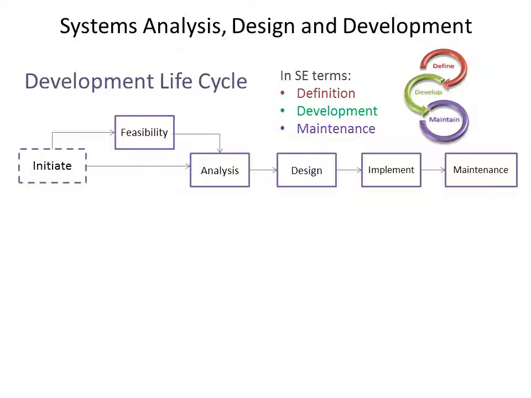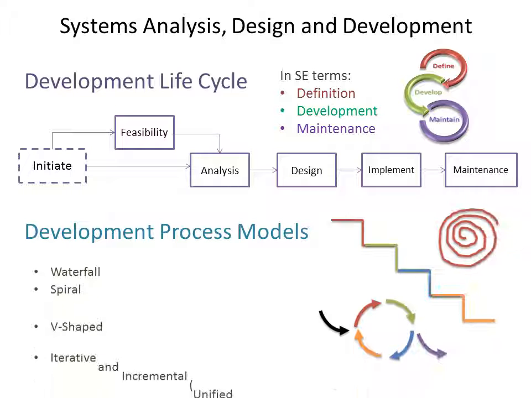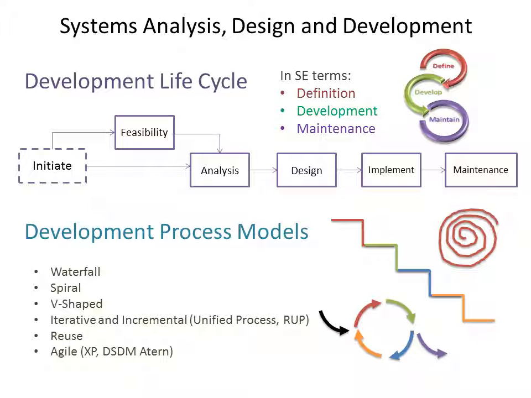Now within the software development life cycle we have the development process models. These really are how that life cycle is used. For instance, it can be used in a waterfall way, which is one step after the other, and once one step is finished, you complete that and go on to the next phase. It could be spiral, it could be iterative and incremental, like the unified process or RUP, reuse, or some form of agile way of doing it.